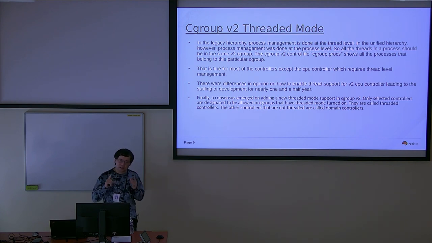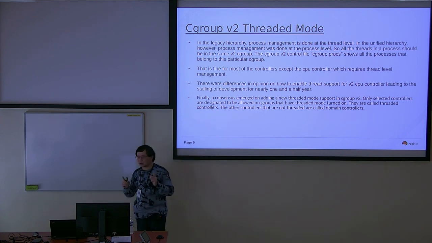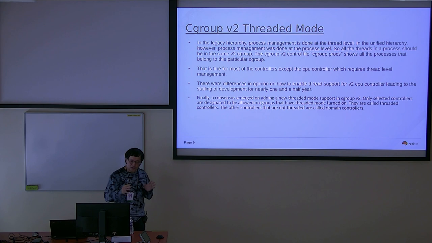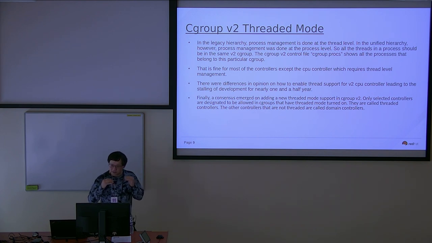One major difference between the cgroup V1 and V2 is that in V1, tasks are managed on a thread level. So you can have individual threads put in different cgroups, but in the case of V2, the default is that you manage the task on the process level. So you can have one process and all its associated threads in one cgroup or in another one, but you can't have some of the threads in one cgroup and the other threads in another cgroup. That was not allowed in cgroup V2.